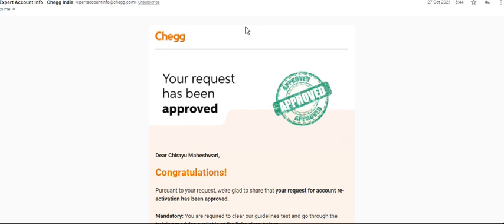So if your account gets revoked, just try to reactivate by sending them a mail, and if it gets reactivated, it is going to be another chance on the same platform. But from this onwards you will not get any warnings. You will get another revoke from Chegg if you do not qualify according to their norms of quality content. So that's it in this video.